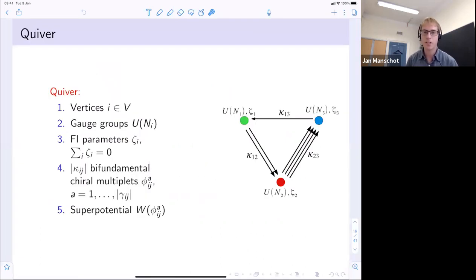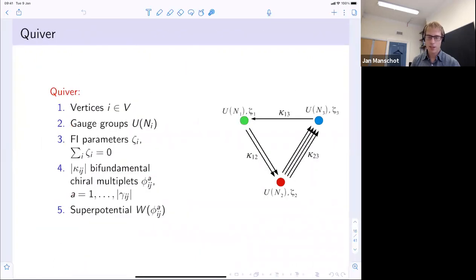I think they have appeared in various talks this workshop. But for completeness, and for setting up the notation, a quiver consists of a number of vertices labeled by i in a set of vertices. Associated to each vertex, there is a gauge group U(n_i) and a stability parameter zeta_i. We'll use the convention that all the zeta_i parameters sum up to 0. There are a number of arrows between the nodes, which I denote with kappa_ij. Physically, they correspond to the bifundamental chiral multiplets. Sorry, this gamma should have been a kappa. And then there is a gauge invariant superpotential, which only exists if there is a loop in the quiver.